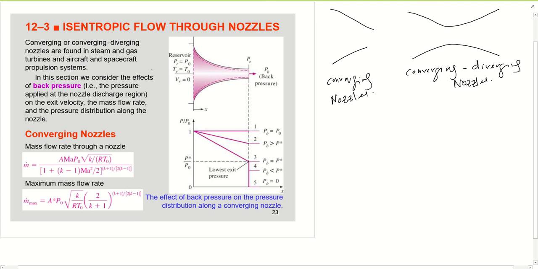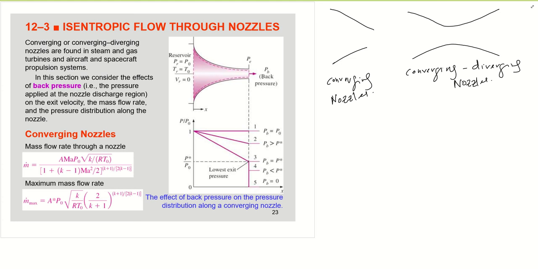For this subtopic, what is really important in order to identify the condition after the flow exits the nozzle is the back pressure. Back pressure PB is the pressure applied at the nozzle discharge region. It affects the exit velocity, the mass flow rate, and the pressure distribution along the nozzle. So in isentropic flow through nozzles, how to set the back pressure is really important.